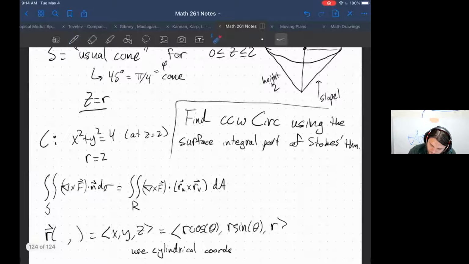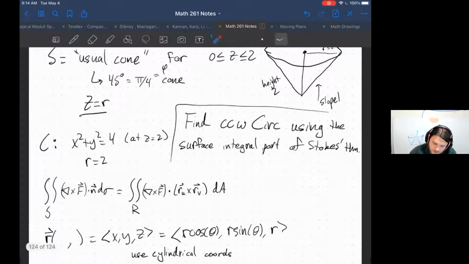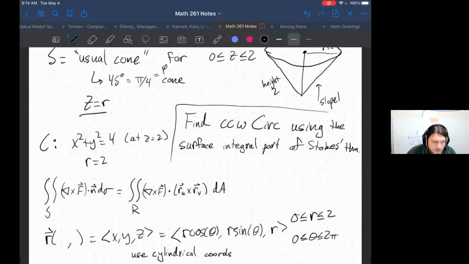We know from our z bounds up here that this is 0 to 2. We know that r is also between 0 and 2. And so we need to figure out theta bounds, but this is a cone centered around the z-axis. So this should be 0 to 2 pi.